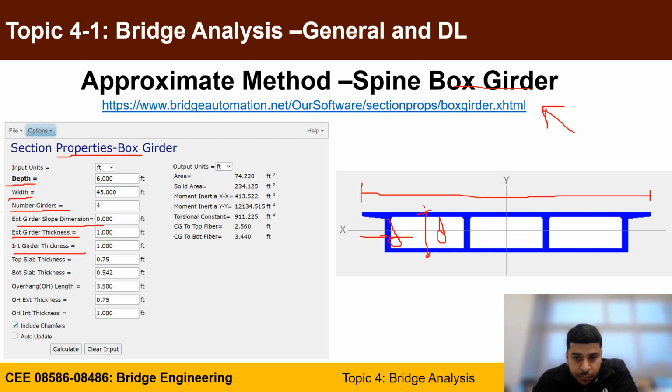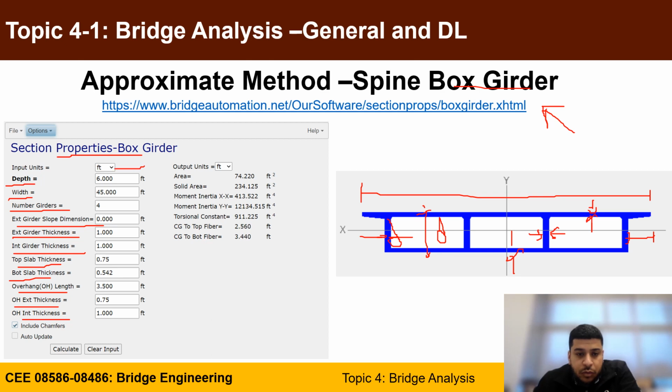of the girders, which you very much did during your homework too. Top slab, which is the deck thickness, and bottom slab, which is the soffit thickness, which you also defined during your class. You also have the overhang length and the thickness of overhang from the tip and from the exterior girder.